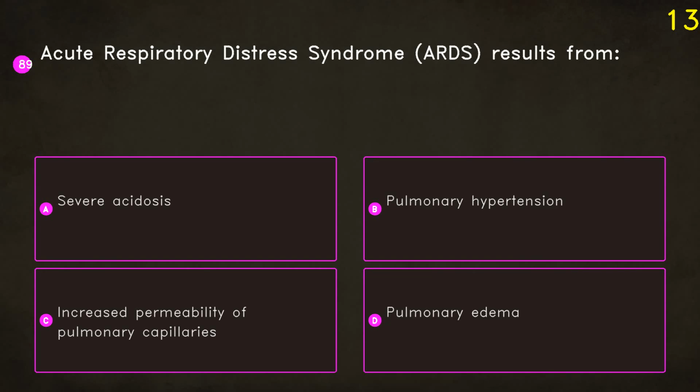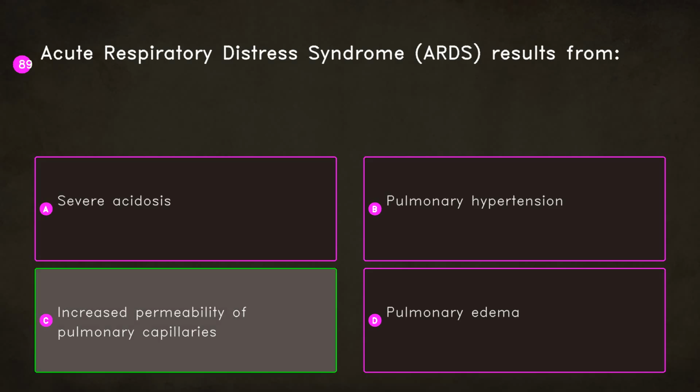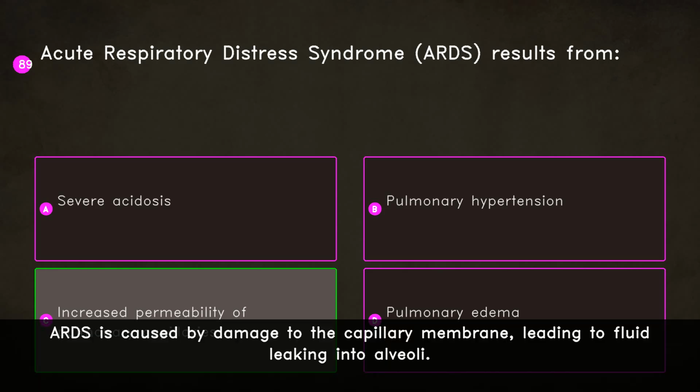Question 89. Acute respiratory distress syndrome, ARDS, results from: A. Severe acidosis. B. Pulmonary hypertension. C. Increased permeability of pulmonary capillaries. D. Pulmonary edema. The correct answer is increased permeability of pulmonary capillaries. ARDS is caused by damage to the capillary membrane, leading to fluid leaking into alveoli.